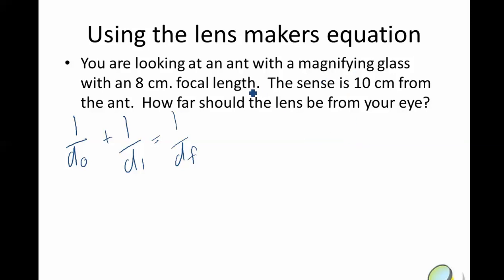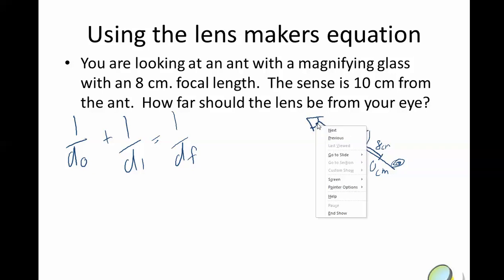Now in this problem, we have a magnifying glass, and someone is looking at an ant through the magnifying glass, hopefully not setting it on fire, but we got our little ant right here. This magnifying glass happens to have a focal length of 8 centimeters. You can't see the focal length in a magnifying glass, but that is the point that will never change. It does say that the ant is 10 centimeters away from the lens, and the question is basically asking, where do you want your eye to be? How far should the lens be from your eye?